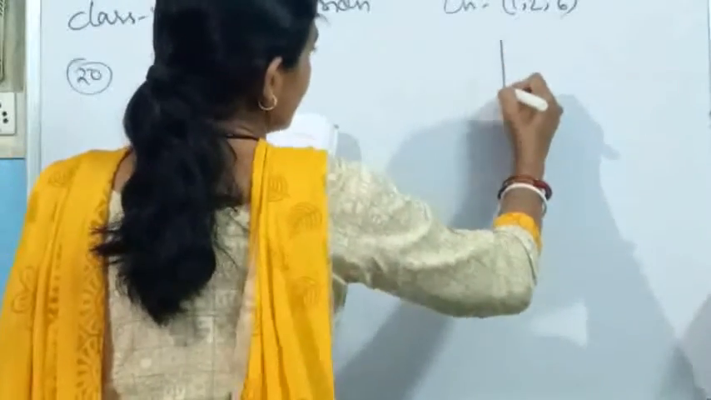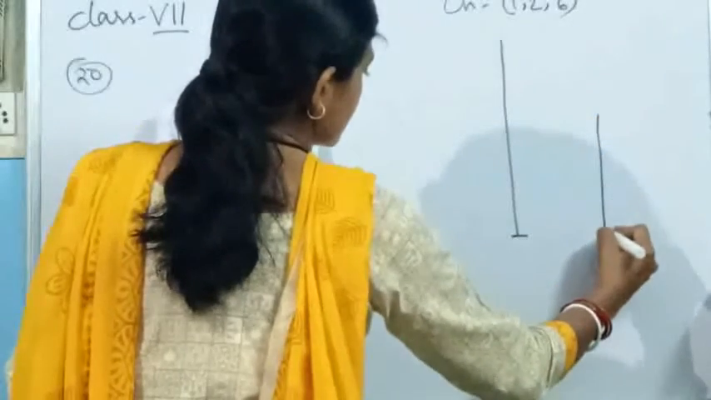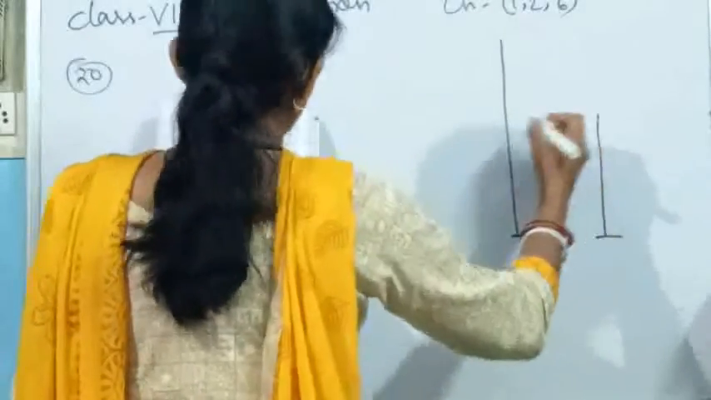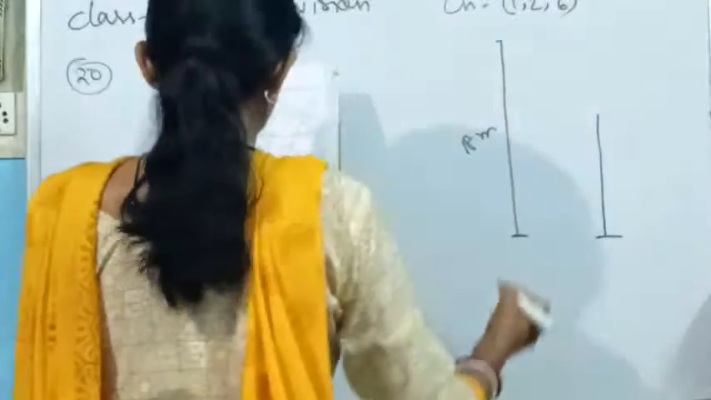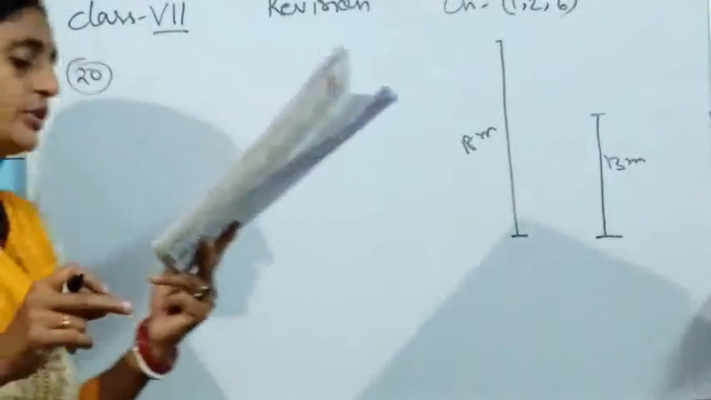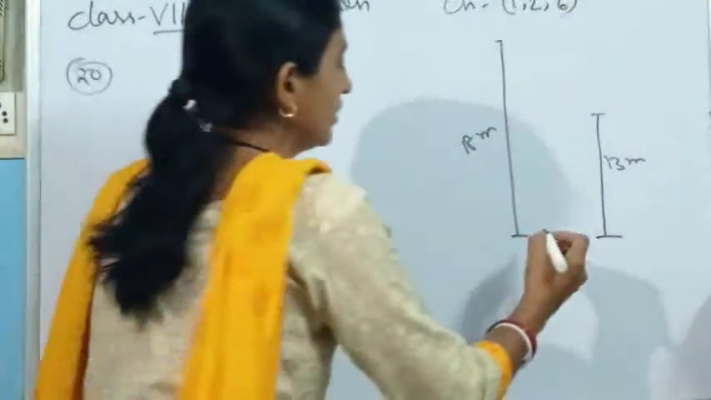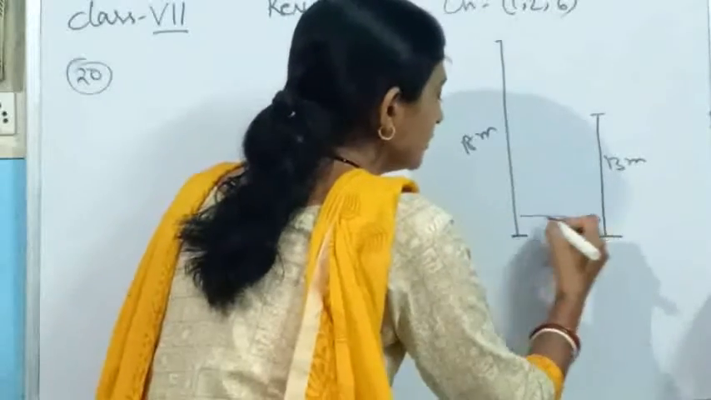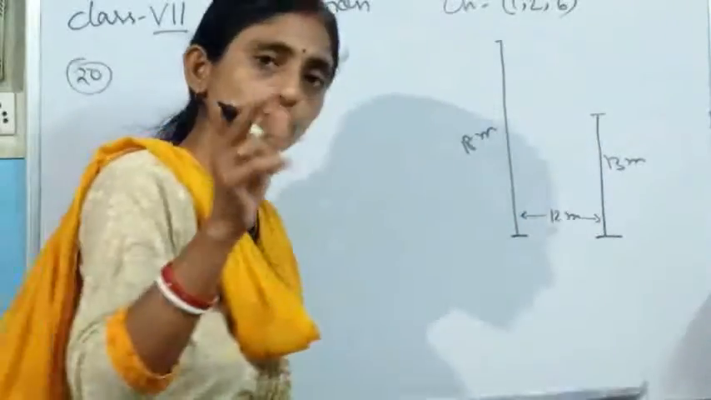Let me go for the rough sketch. The first one is 18 meter high, up to that it is 18 meter. The second one is 13 meter high, that means up to that. A rough sketch we are going for. They stand upright, and their feet are 12 meter apart, that means that distance, this one, is 12 meter. Yes, we can write.